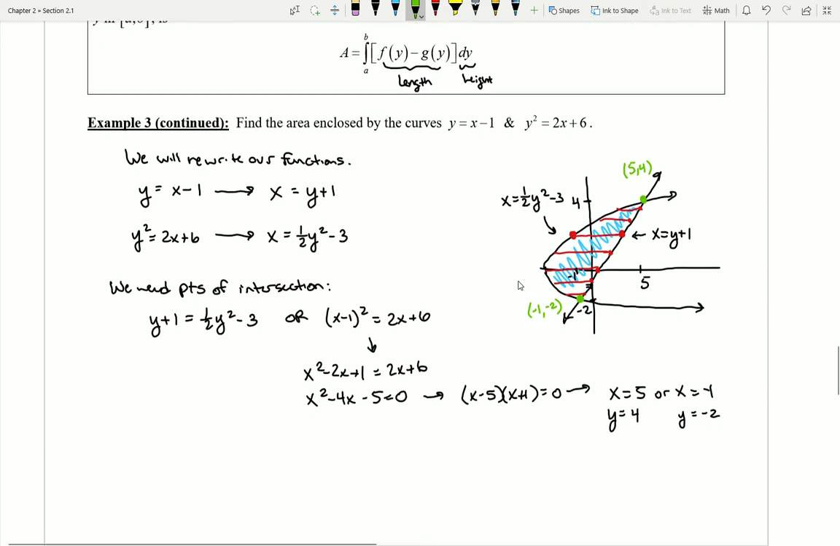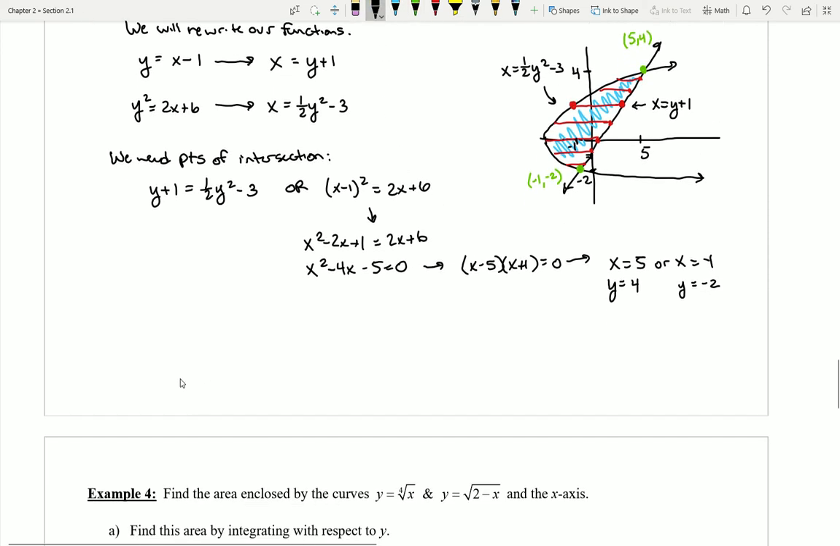So with all of this information, it's now unbelievably simple to set up my integral. The total area that I'm looking for can be found by integrating my y plus 1 function minus my 1/2 y squared minus 3 function, multiplied by dy. And my bounds, remember, state how low and how high my red lines can go, which in this case is from negative 2 all the way up to 4. So this here is an integral that represents that area.